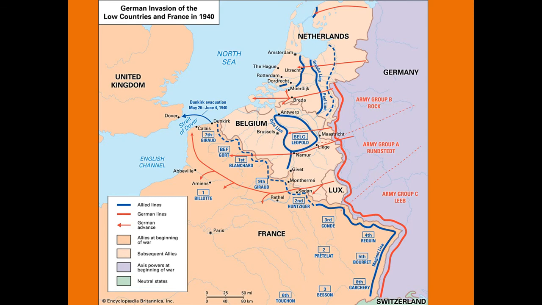So the Allies at the beginning of the war, of course, right here along this line, and subsequent Allies, of course, that was all cut back in those days, early in May, mid-May 1940. And here's the Axis powers at the beginning of the war, and neutral countries: Luxembourg, and there you can see how small Luxembourg is below Belgium, very quickly advanced through, and Switzerland, which remains neutral.